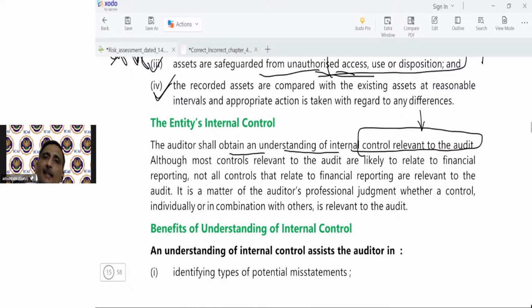Say there might be some controls relating to the manufacturing operations of the company, relating to the plant of the company. Now the auditor need not go into all these nitty-gritties, all these details.